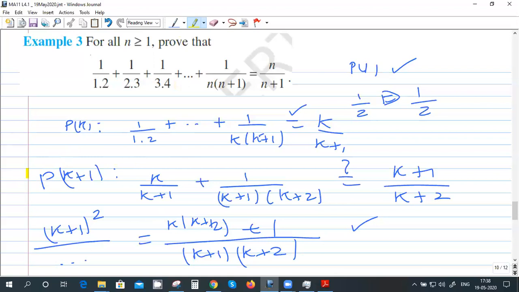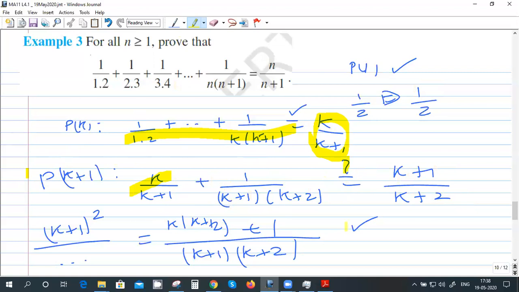See, P of k plus 1 is, I use P of k, right? This is same as this one, the sum of first k terms. So I'm not writing it again. I'm just putting the result of that one, this one, right hand side. I'm using it here. And then the k plus 1th term. And this should be equal to k plus 1 divided by k plus 2. This I have to show.